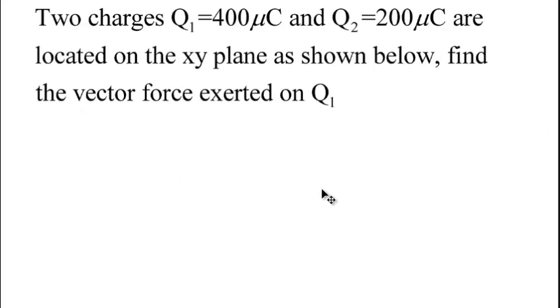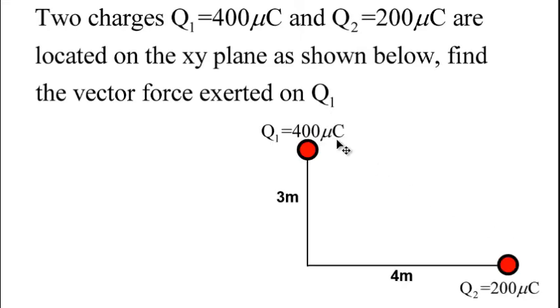So let's take a look at one last question. Two charges, Q1 equals 400 microcoulombs and Q2 equals 200 microcoulombs, are located on the xy plane as shown below. Find the vector force on Q1. Now, this is the diagram below. This is Q1 and this is Q2. And let's just choose this place as our origin. So this is the distance of Q1 from the origin. This is the distance of Q2 from the origin. So now, solution.